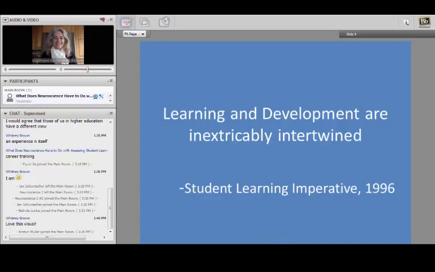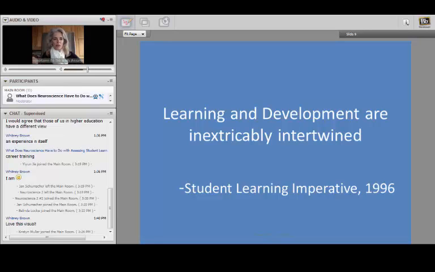In 1996, the Student Learning Imperative was written, and it is a document filled with a lot of wisdom. One of the phrases in that document that I love states that learning and development are inextricably intertwined. And since then, the field, me included, has done an injustice to this.